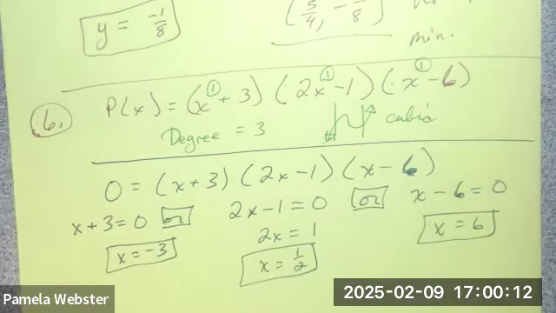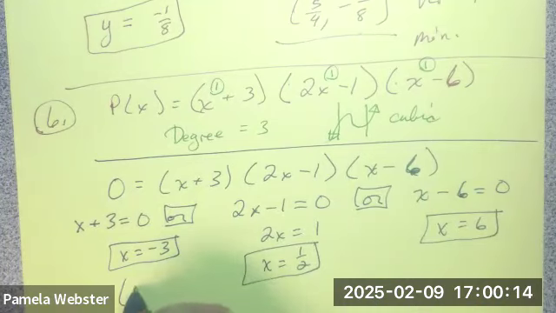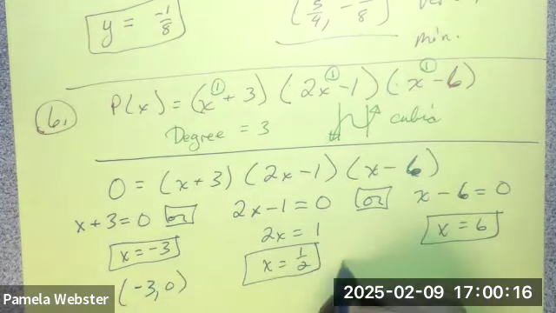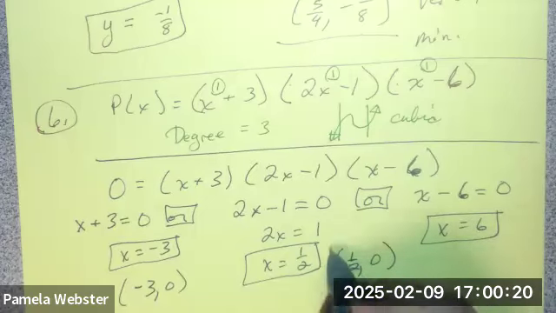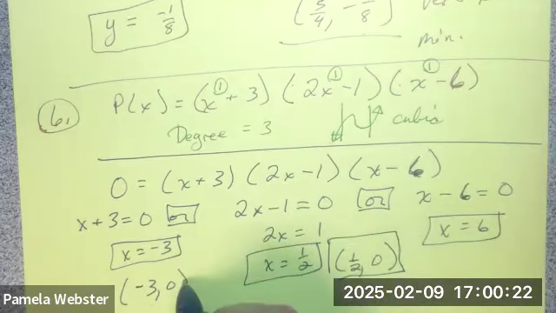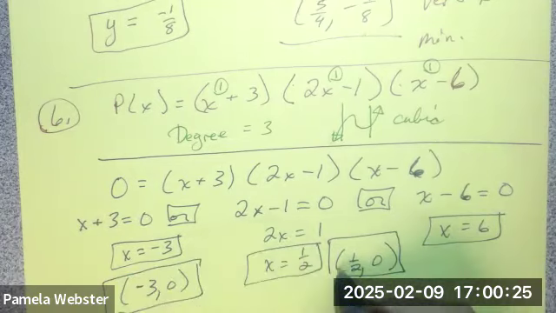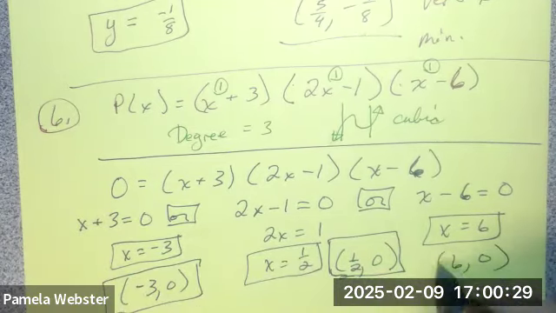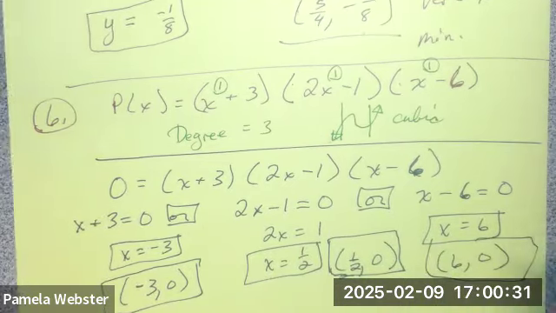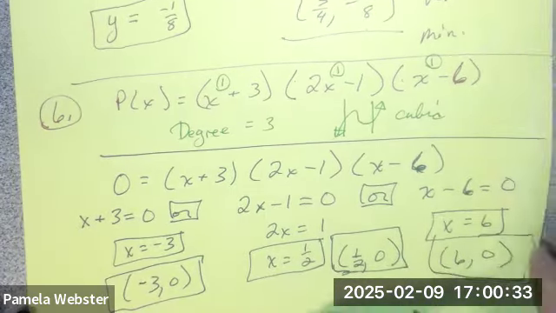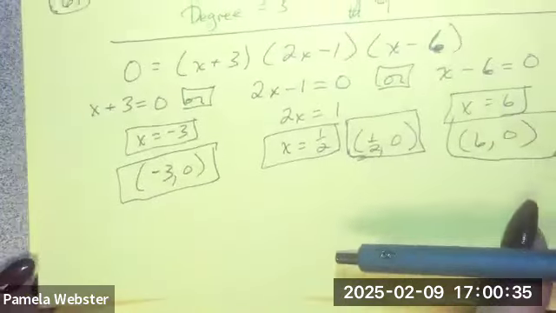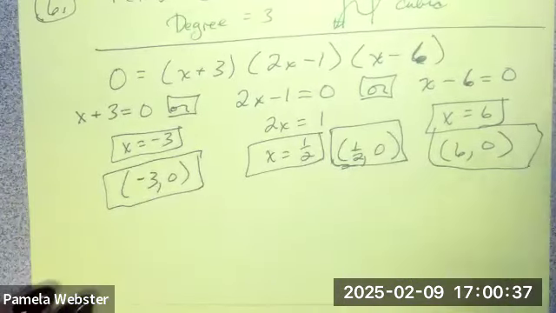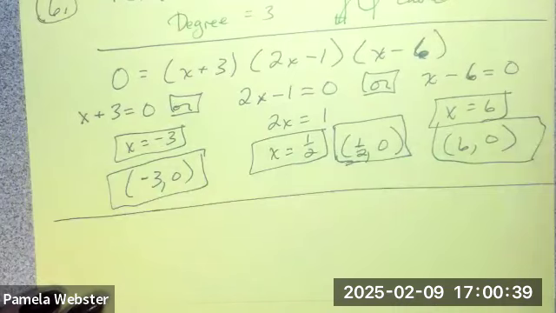Okay, we've got 3 x-intercepts. The points look like this. Negative 3, 0. 1/2, 0, and, oh, sorry, 6, 0. Okay. I'm trying to remind you, you either have to give it to me like an equation, x equals 6, or you have to give me that coordinate pair. Okay, so those are my x-intercepts.